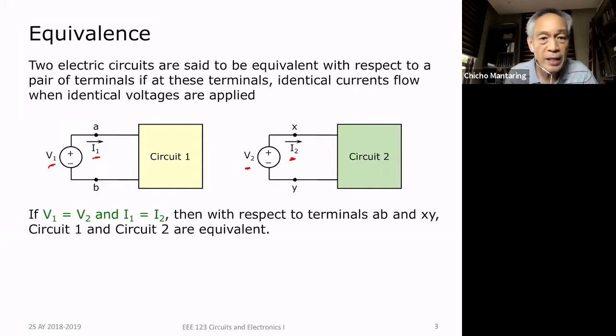Now, if the voltages I applied at circuit one and circuit two are equal, and if I get the same current, I1 equal to I2, then with respect to terminals A, B, and X, Y, circuit one and circuit two are equivalent. Again, if V1 is equal to V2, that is, the voltages that I applied are equal, and I1 is equal to I2, the currents that result from these applied voltages are equal, then with respect to terminals A, B, and X, Y, circuit 1 and circuit 2 are equivalent.